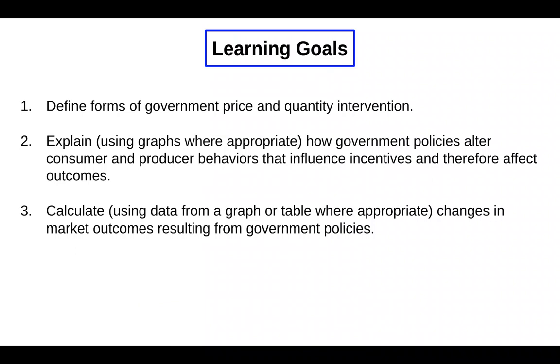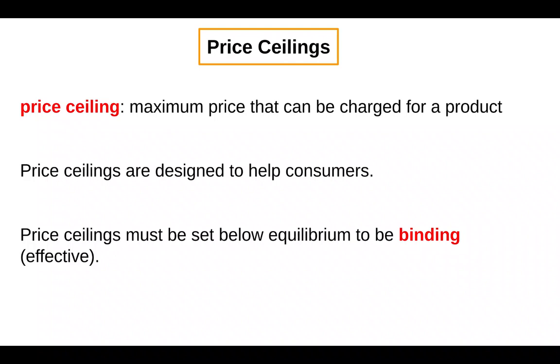Kind of puts their thumb on the scale, and we're going to see that that creates some winners and some losers from doing so. So let's look at the first one, which is called price ceilings. A price ceiling is a maximum price that can be charged for a product. Price ceilings are designed to help consumers who want to get a lower price.